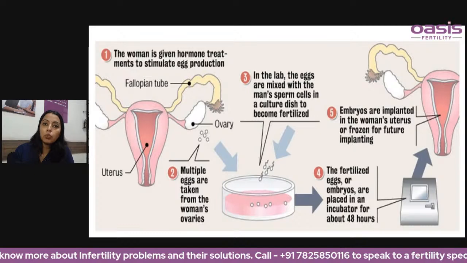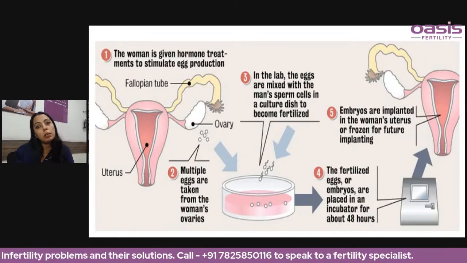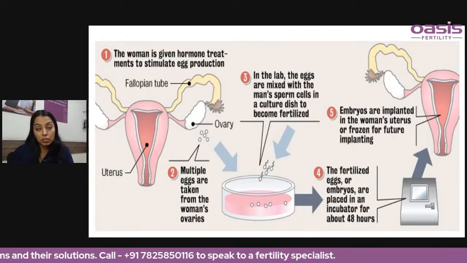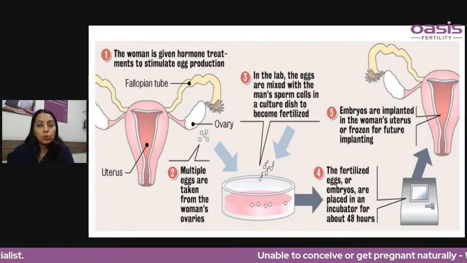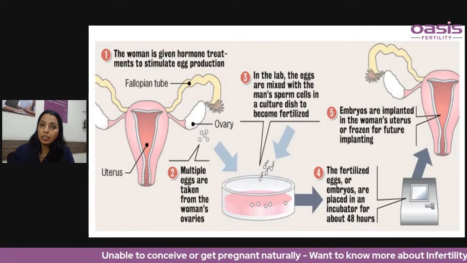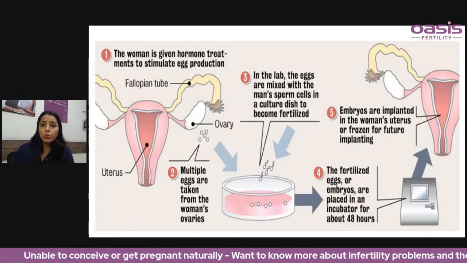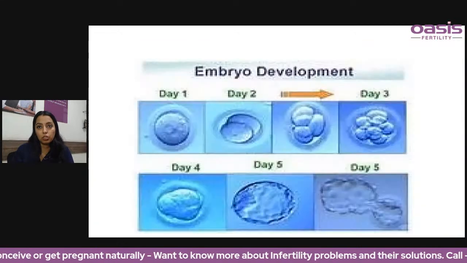Then these embryos which are formed are cultured in the laboratory for up to about 3 to 5 days. These embryos are then transferred into the female partner's uterus once the lining is deemed suitable for a transfer. Now, this can be done either in the same month or the next month, based on the doctor and patient's joint discussion.